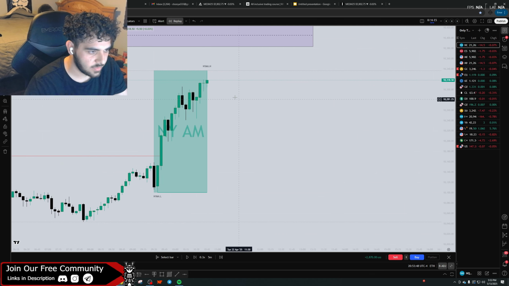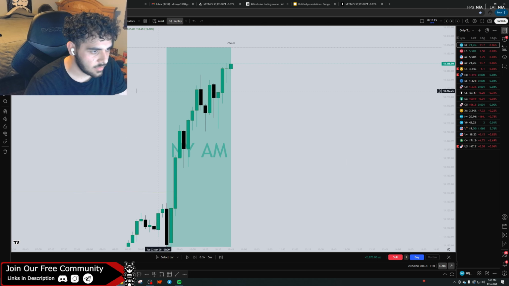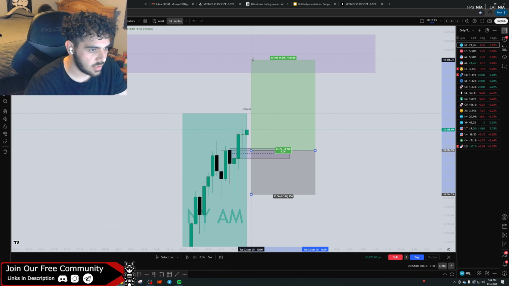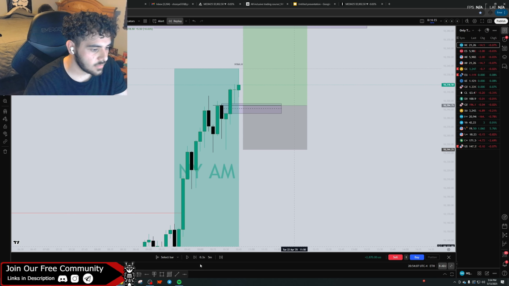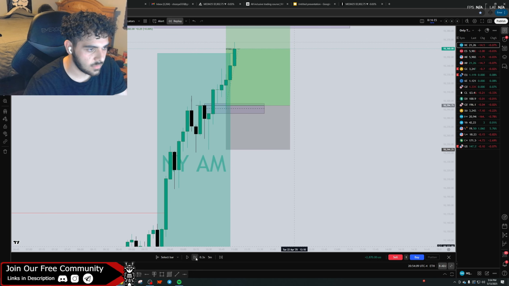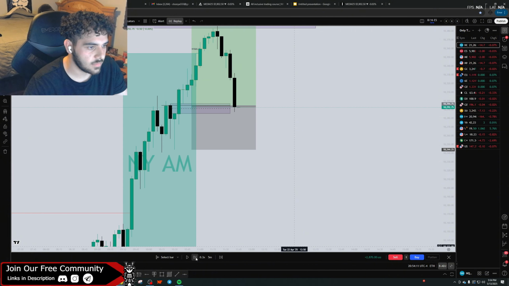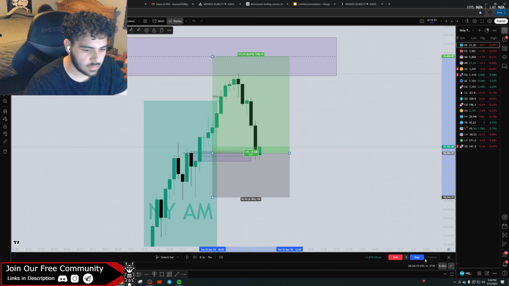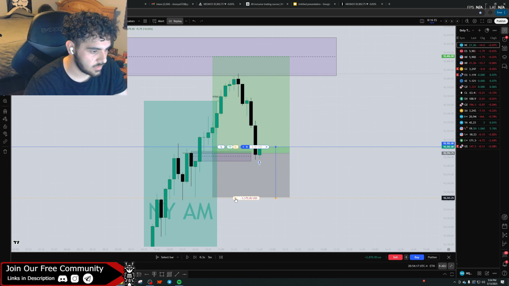Okay, we have a really small fair value gap right here, but I do like that we have this order block in here. Propulsion block, if you want to call this order block with the propulsion. Let's see if price retraces to that. Keep kind of a wider stop and then yeah, let's see how that goes.